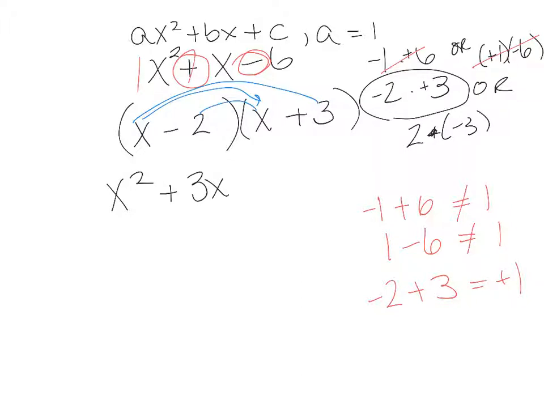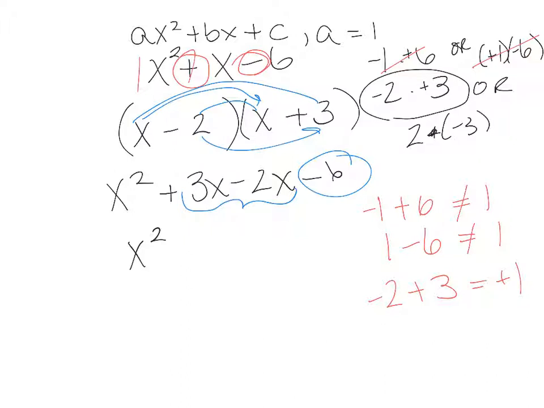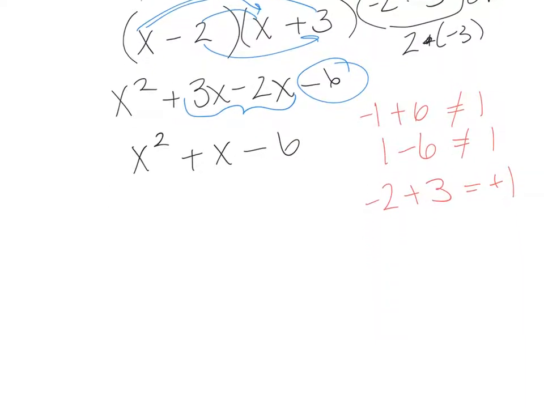Negative 2 times that x is a negative 2x. The negative 2 times that positive 3 is a negative 6. And you can see these are the factors of negative 6 that will add up to our middle term, which happens to be positive x. So I have x squared plus x minus 6. Now, let's do another one.